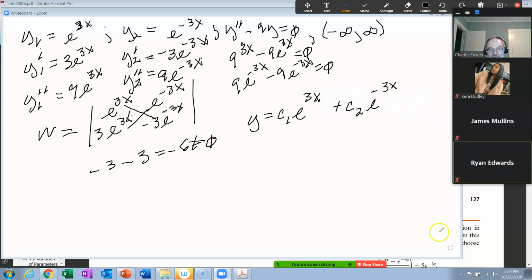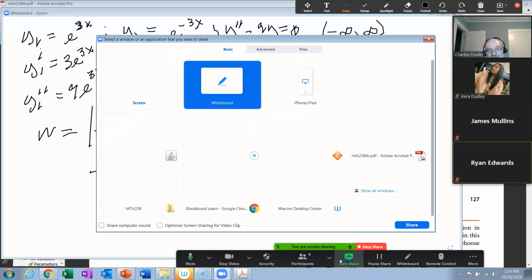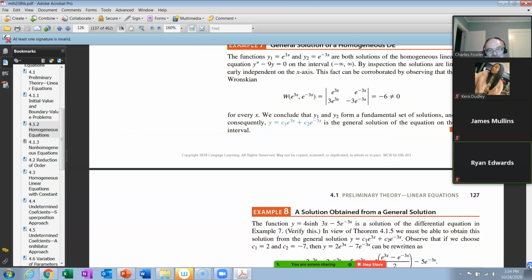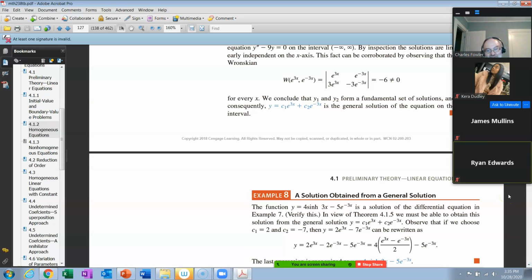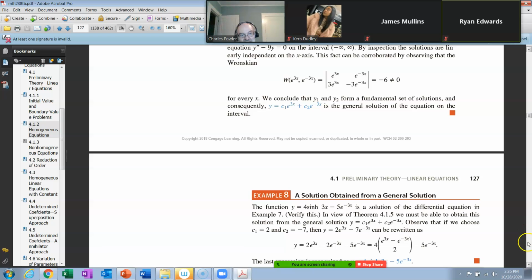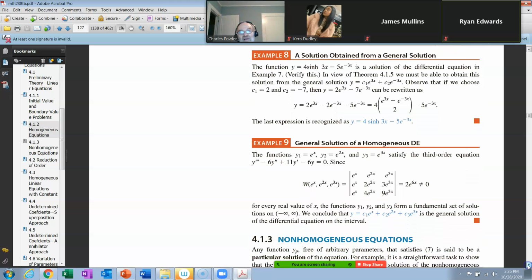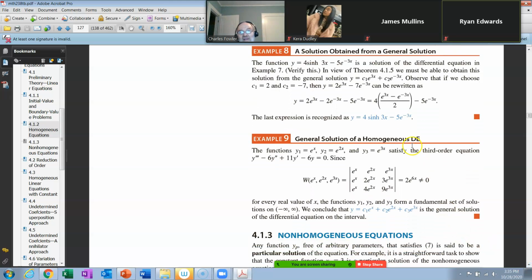All right, I think I'll go back to the book for a moment, and then we'll probably go back to the whiteboard. Here's example 8, just a little bit scooted down the page from where we were. Here's a function: y is equal to 4 hyperbolic sine of 3x minus 5 e to the minus 3x. Now, frankly, I don't care for hyperbolic sines. What I'm going to do is write this in what it really is.